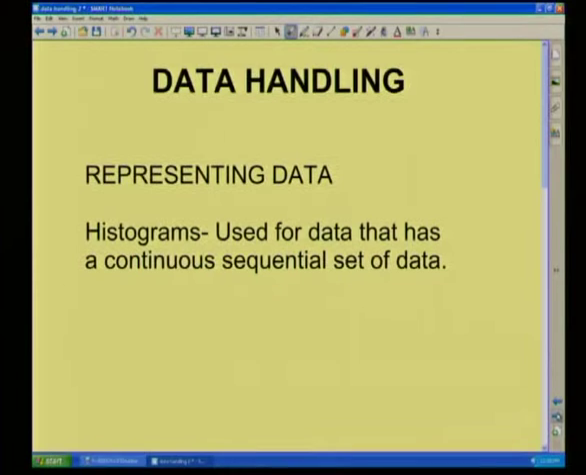So we have three important ways, and these are not the only ways, but three that we're going to have a look at, different types of pictures that will help us to make sense of data. The first one is known as a histogram. A histogram is used for data that has a continuous sequential set of data. What that means is that the data is not discrete or broken up.